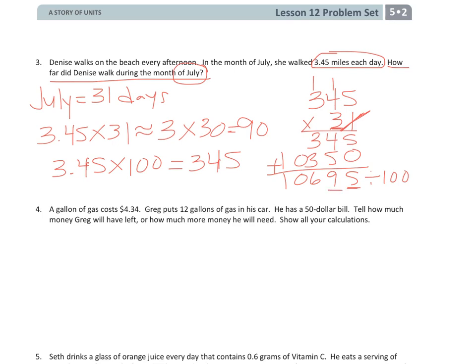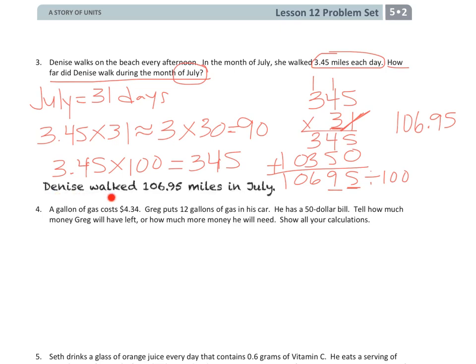So that means our answer is going to be 106 and 95 hundredths. So this is close to 90, and it's higher since we rounded our numbers down. And now we got to squeeze a sentence in somewhere, the best that you can. How far did Denise walk during the month of July? Denise walked 106 and 95 hundredths miles in July.